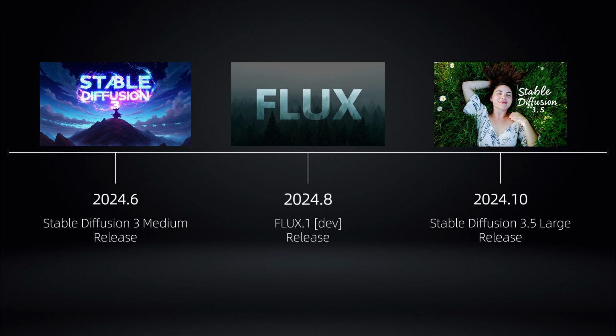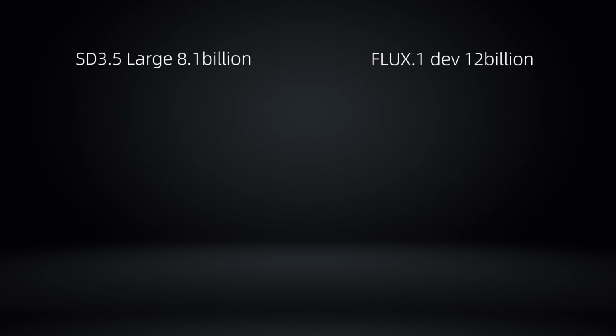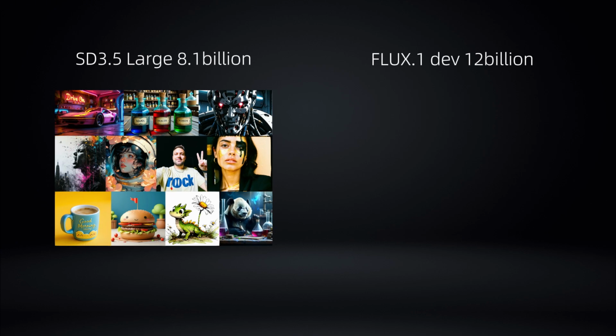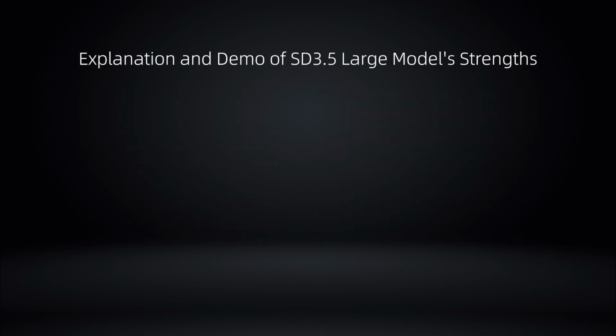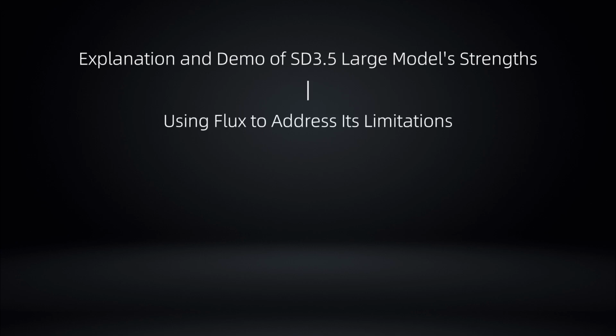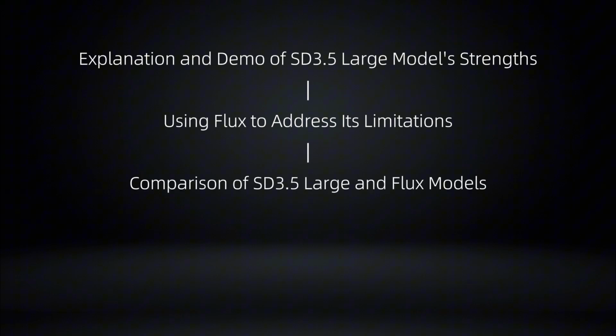Will it succeed? In my view, SD3.5 and Flux are two distinct models with unique strengths. Due to differences in training methods and datasets, each has its advantages and disadvantages. Leveraging both together can help maximize their strengths. Today, I'll start by explaining and demonstrating SD3.5 Large's strengths, then show how Flux can address its shortcomings, and finally compare the two models across different dimensions.